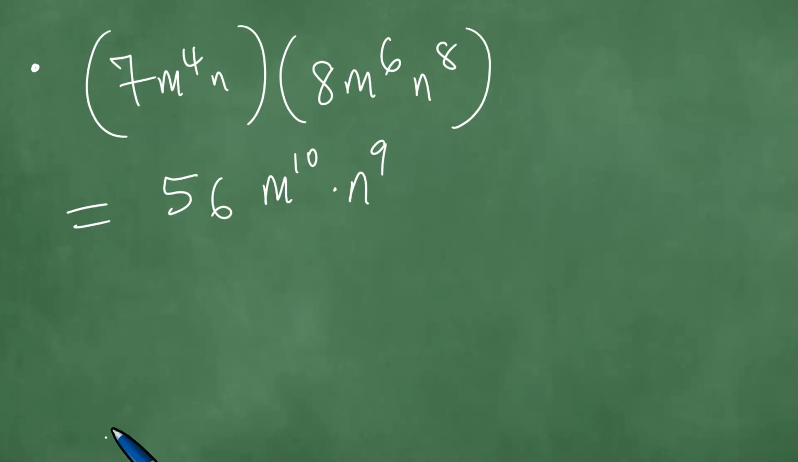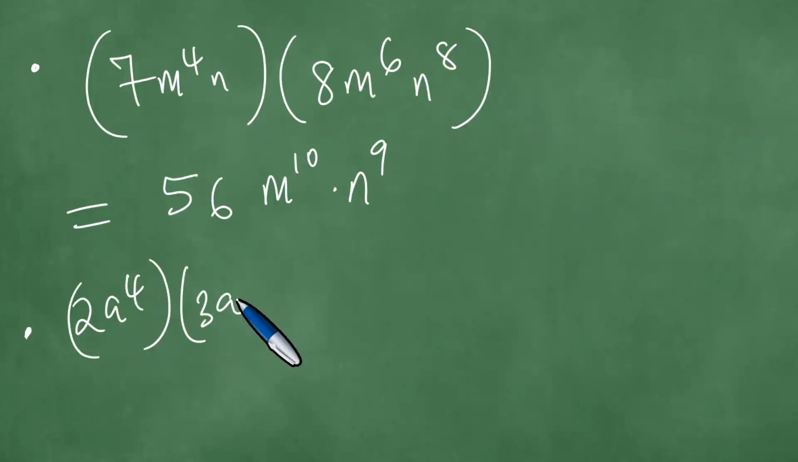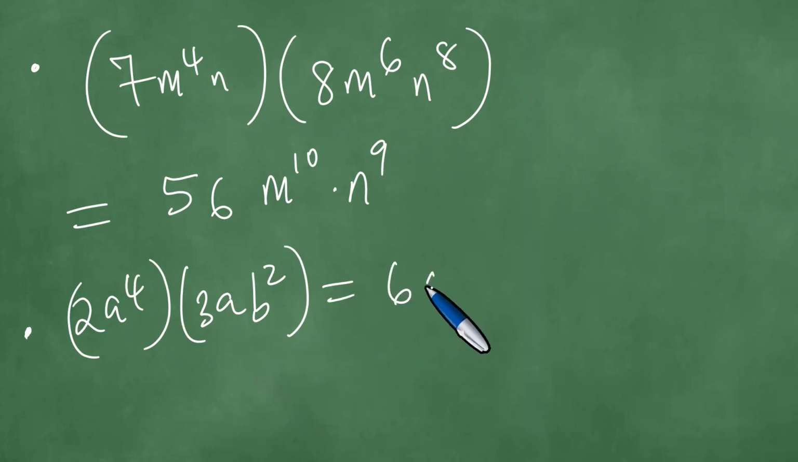What about this one here? To the 4th power, 3ab squared. What's the answer here? It equals 6a to the power 5 b squared, like that.